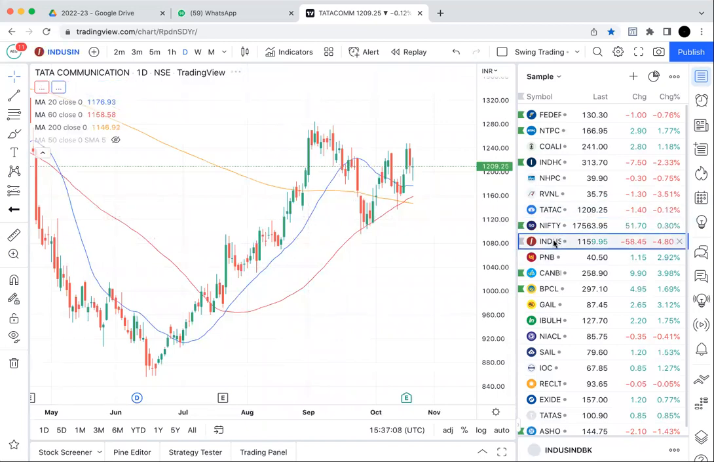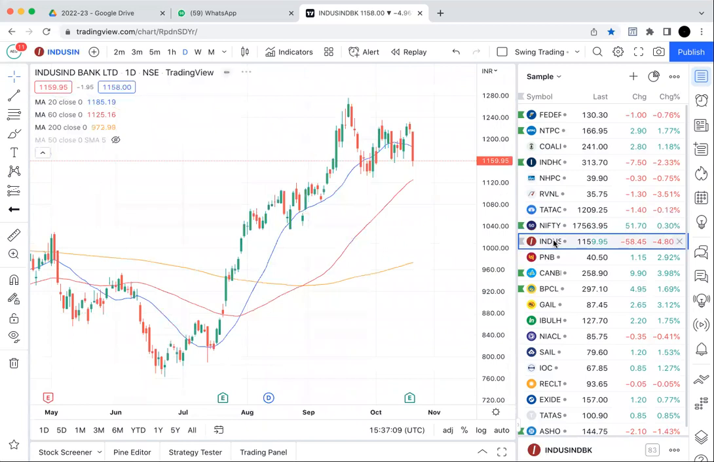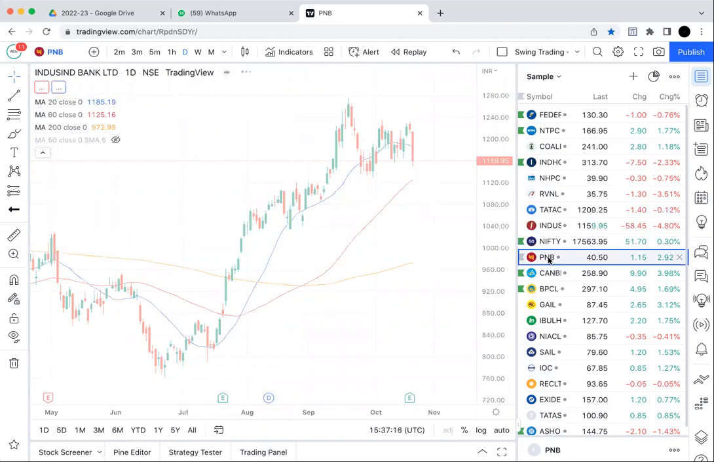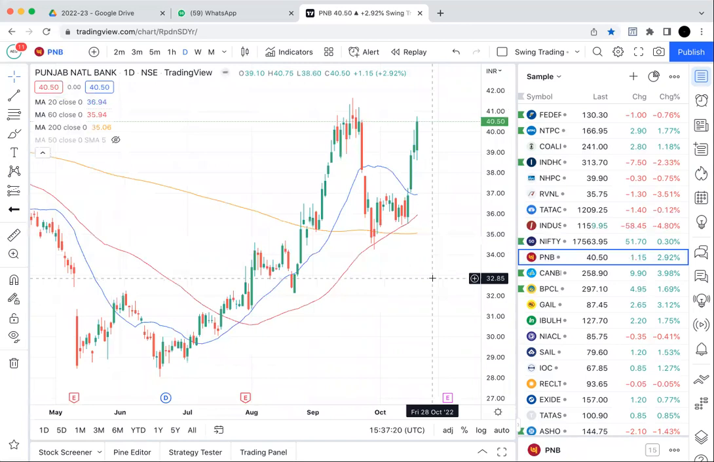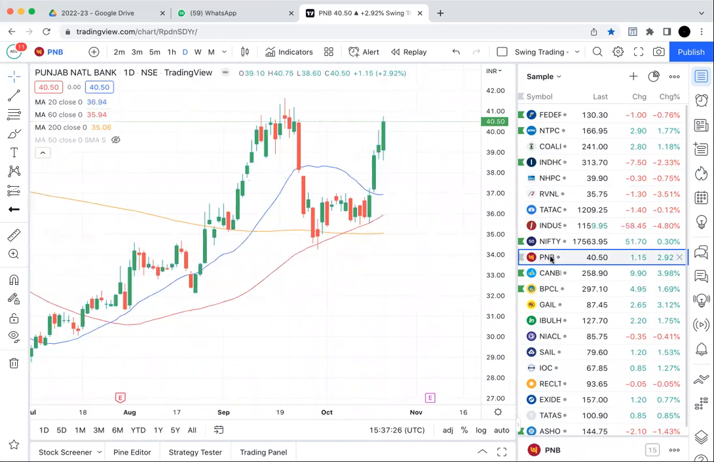All right. Now, what did we say about IndusInd? Are we going to hold on to IndusInd Bank? Yeah, that's also looking good. All right. PNB, Punjab National Bank. So this one also is moving in that right direction, and we can keep an eye on that.